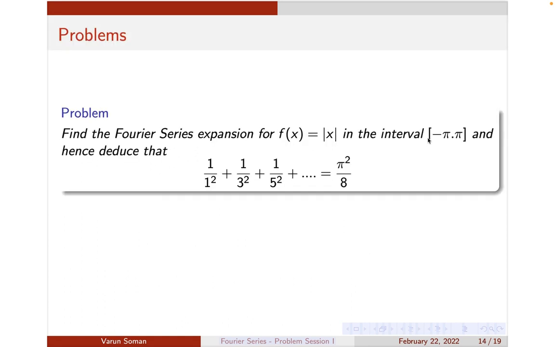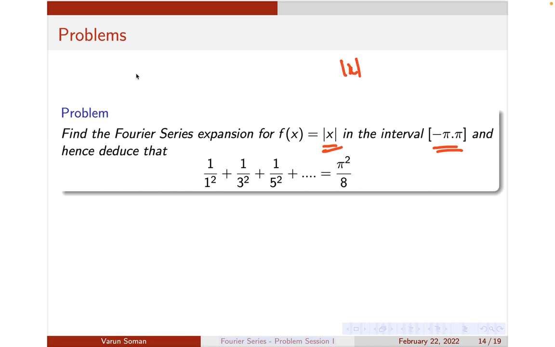Similarly, there are other problems also. You can try them by yourself. I'll just give you a brief hint also. Here you have the function f of x is equal to mod x. The interval is minus pi to pi, so you can use the properties of even and odd functions. Now mod x is an even function because mod of minus x is again mod x only.